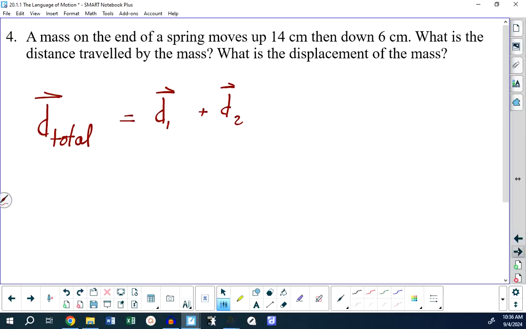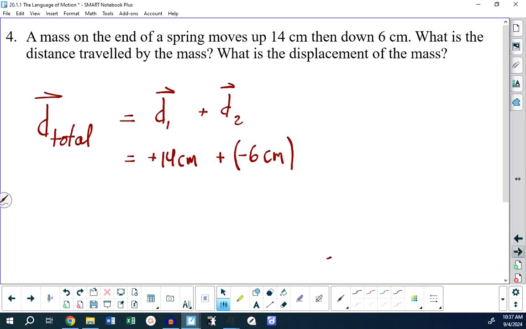So if I say the mass on the end of a spring moves 14 centimeters up, then that's D1. That's one displacement that the mass on the spring undergoes. On the other hand, I say it then moves 6 centimeters down. So that's the other displacement. I'm embedding within the displacements positive for one direction and negative for the other.